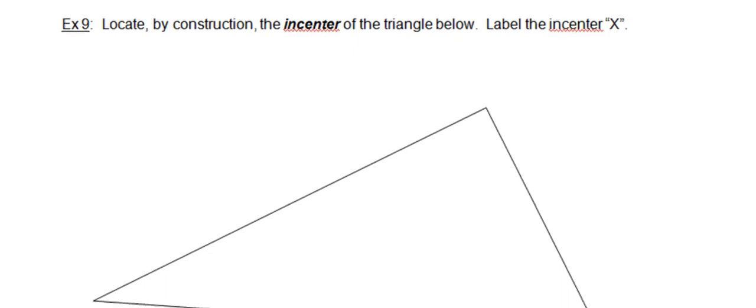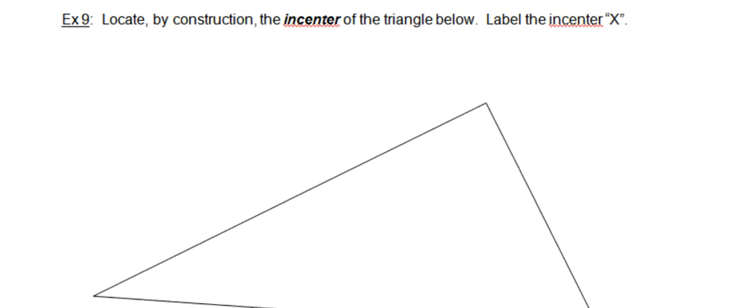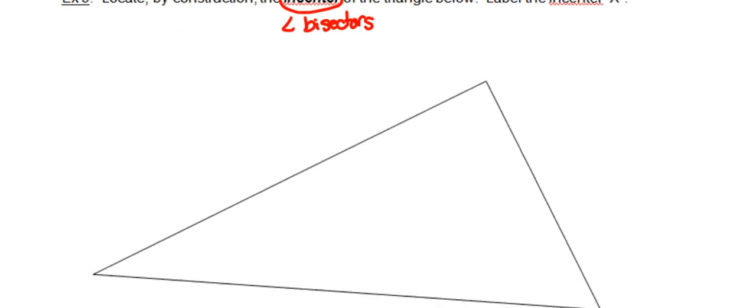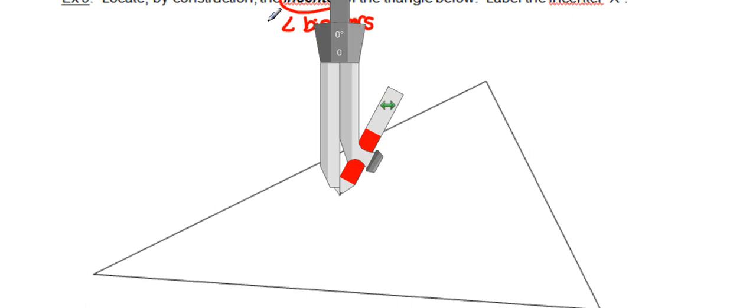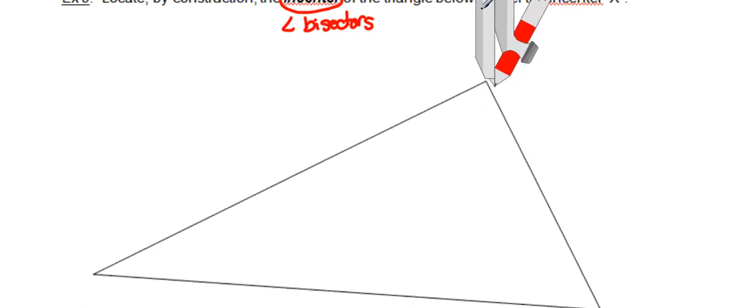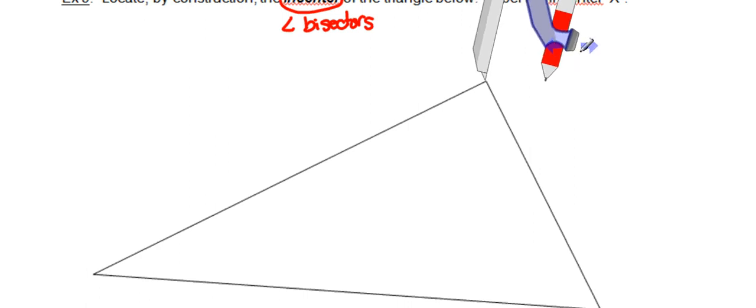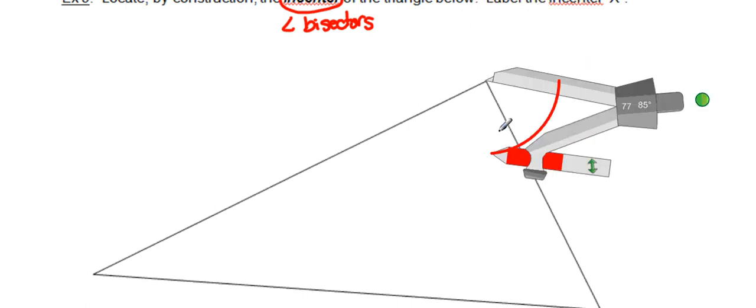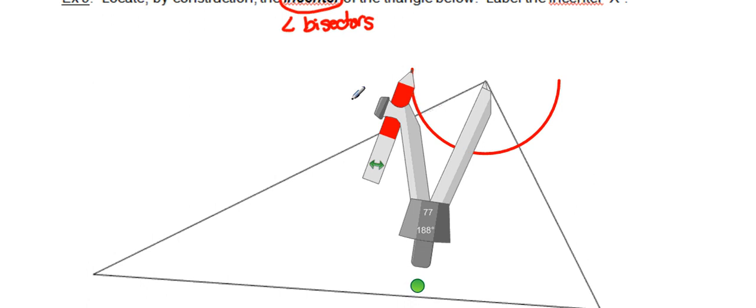By construction, locate the in-center of the triangle below. Label the in-center X. Well, you should remember that the in-center is the point where the angle bisectors of a triangle meet. So what they're really asking us to do is to construct the three angle bisectors for that triangle. So I'm going to go ahead and bisect the angle at the top first. This is going to get a little messy, might get a lot messy.